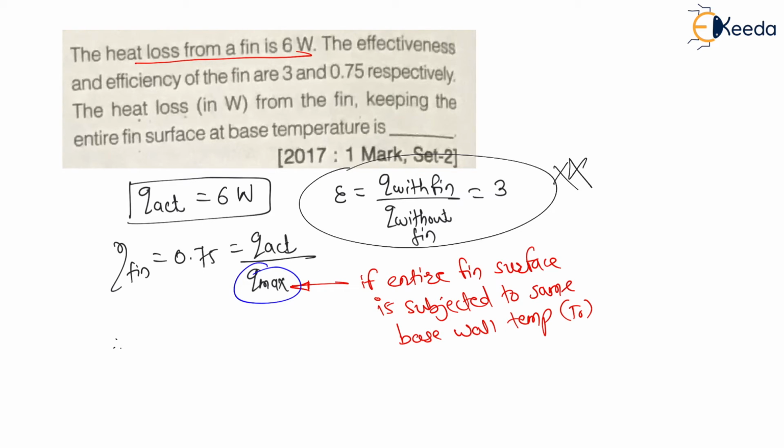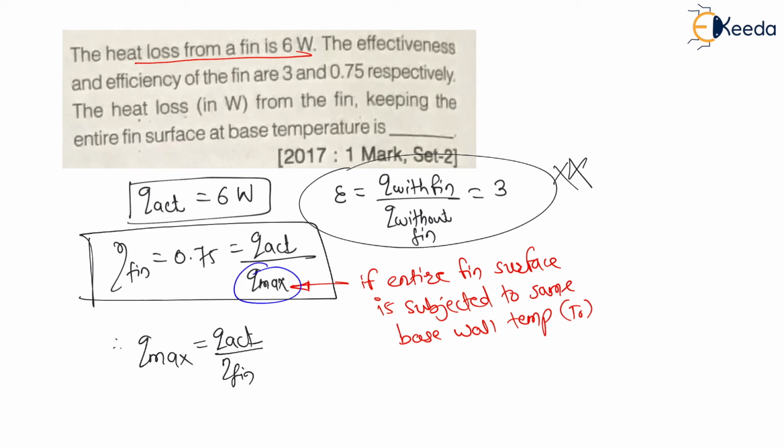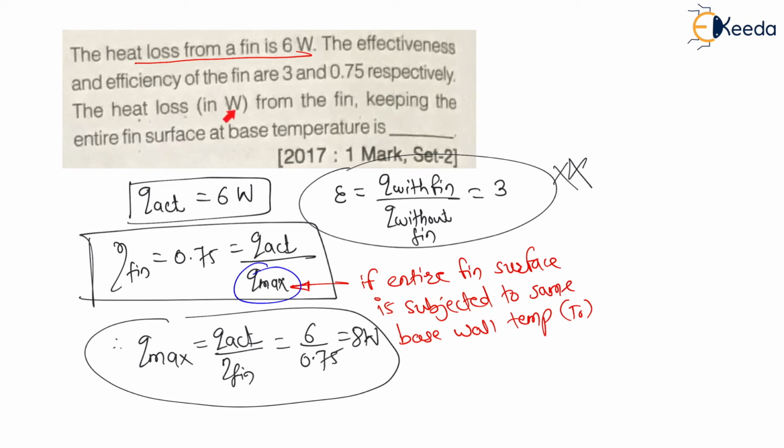Therefore we can say the Q maximum with the help of this formula, Q maximum will be equal to actual heat transfer divided by efficiency of fin, right, which is equal to 6 divided by 0.75, which is nothing but 8 watt, right? Therefore answer is 8 watt. They are asking in watt only, therefore you have to type 8 watt, right? That is, answer is 8.